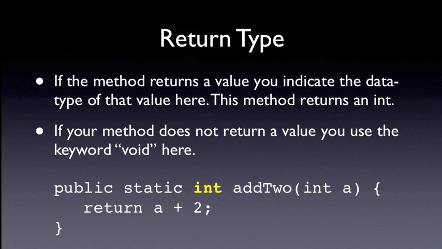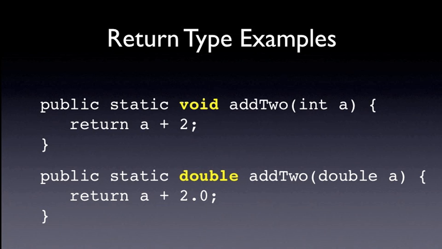In this case, you'll notice that there's a keyword return between the curly brackets, a plus 2, returning in this case the number produced by the expression a plus 2, which must be an integer to match the return type. So whatever you return must match the return type. If your method returns nothing, in other words, if it does some processing and returns nothing, we say it's void. And here's some examples of additional return types.